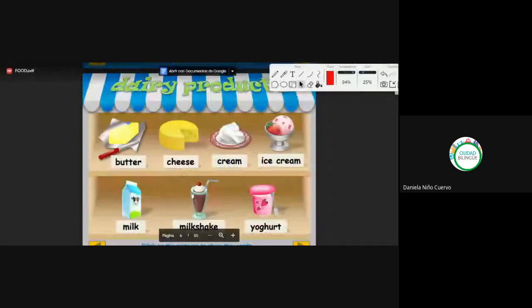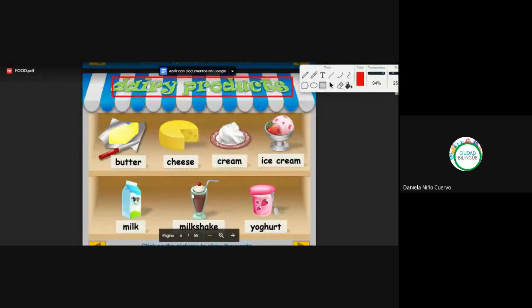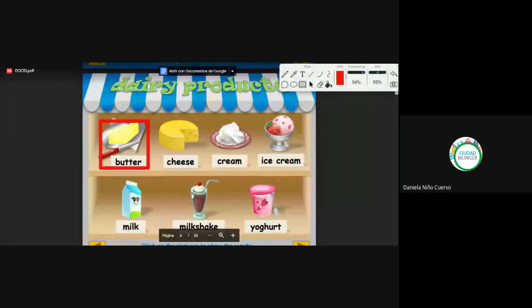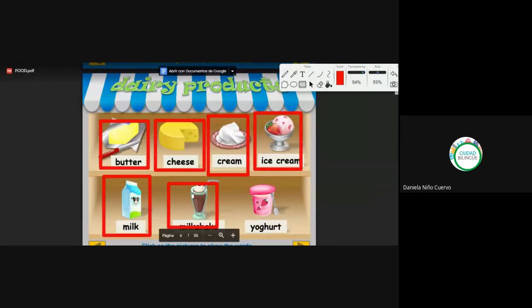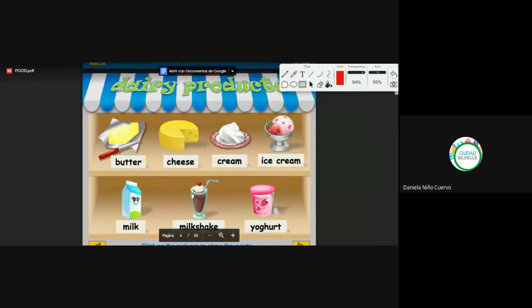We're going to continue with the dairy products. Dairy products. How do you say dairy products in Spanish? What is that in Spanish? Lácteos. Very good. Lácteos. So we have, I'm going to erase this, butter, cheese, cream, ice cream, milk, milkshake, yogurt. Yes. Butter, cheese, cream, ice cream, milk, milkshake, yogurt. These are the dairy products. All right, we continue.